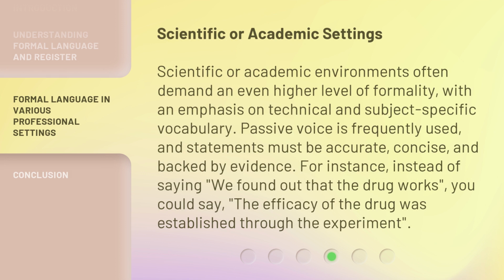Scientific or academic settings. Scientific or academic environments often demand an even higher level of formality, with an emphasis on technical and subject-specific vocabulary. Passive voice is frequently used, and statements must be accurate, concise, and backed by evidence. For instance, instead of saying, "We found out that the drug works," you could say, "The efficacy of the drug was established through the experiment."